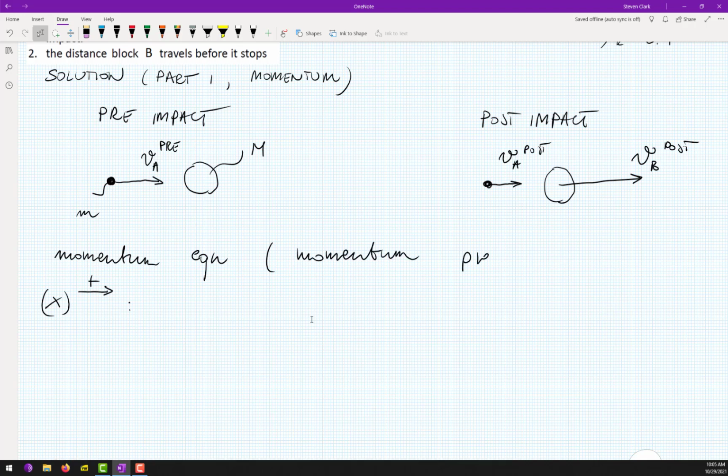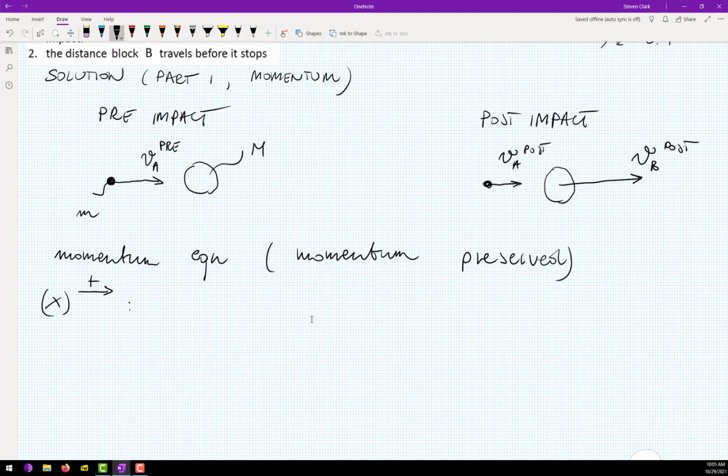Momentum preserved. So we will have at the beginning mVA pre, and that's it. And at the end we'll have mVA post plus big M VB post.